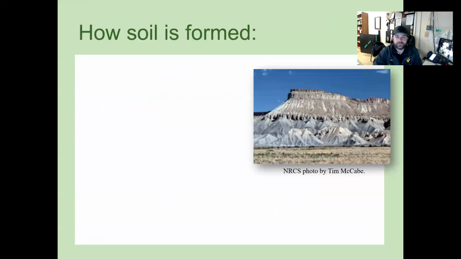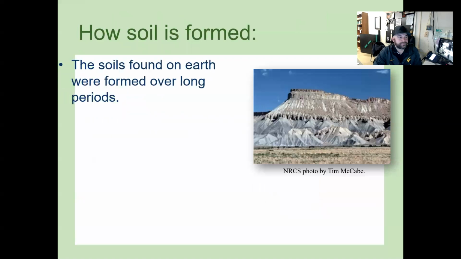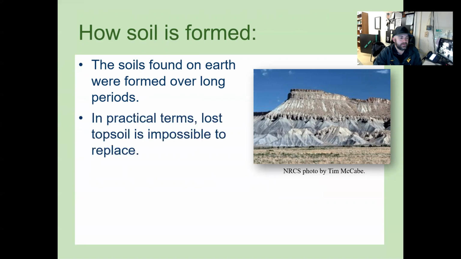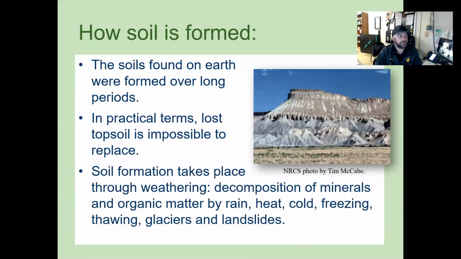Now let's talk about how it's formed. The soils found on Earth were formed over long periods. In practical terms, lost topsoil is impossible to replace. So when you see all these neighborhoods that are currently being built, they strip that topsoil layer off the top and move it elsewhere. And then eventually they have to bring it back in, or bring in new topsoil, to replace what was there to get proper grass growth.